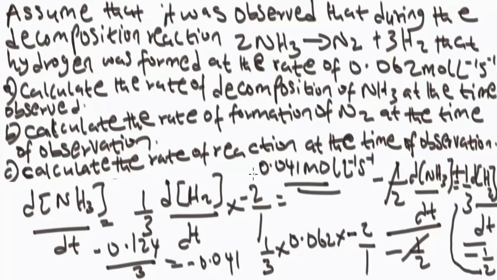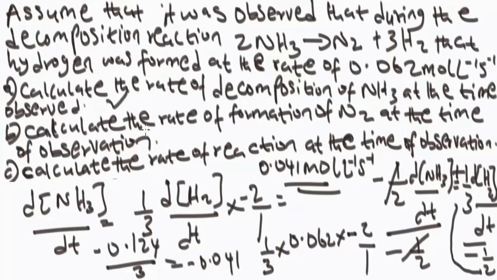Now, note that the rate of reaction is always positive. This negative sign here is as a result of the fact that it's disappearing. So when you're expressing your answer, don't put a negative sign, it should be a positive sign. Alright, so this is for ammonia for question A.